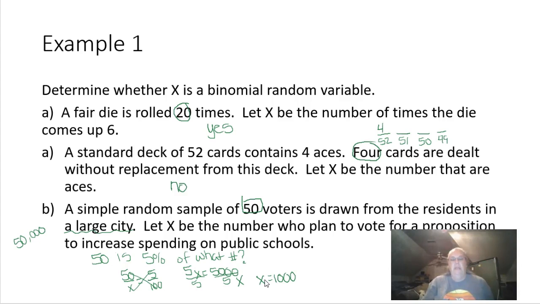But remember, we said 50,000 was large. So I would say that yes, these are independent. The voters are going to be considered to be independent samples, or from an independent sample. So yes, we do have a binomial random variable here.